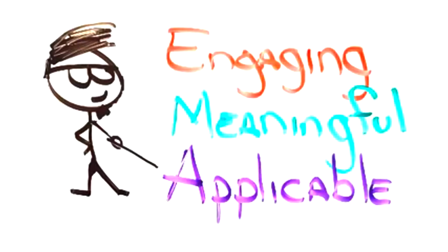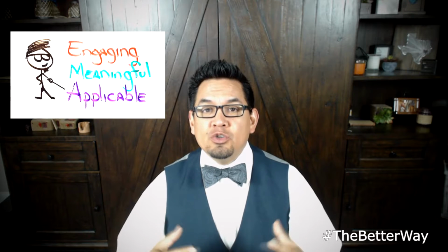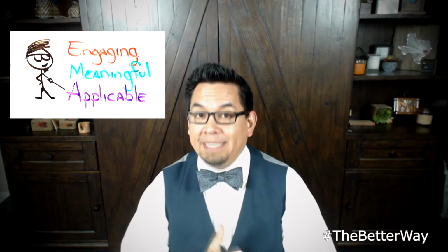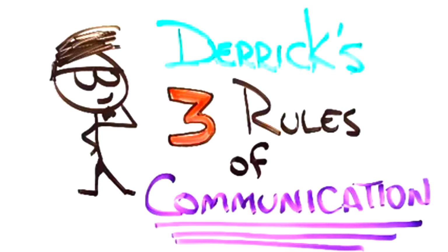Last but not least, your message has to be applicable. Your message has to be designed and delivered in a way that it's applicable to the audience. If they were to walk out within the hour, it's something they could use. The sooner that they can use that knowledge or the message that you're delivering, the more it'll stay in their mind, mostly. So those are Derrick's 3 rules of effective communication.